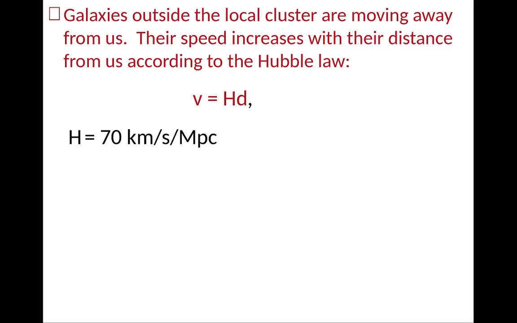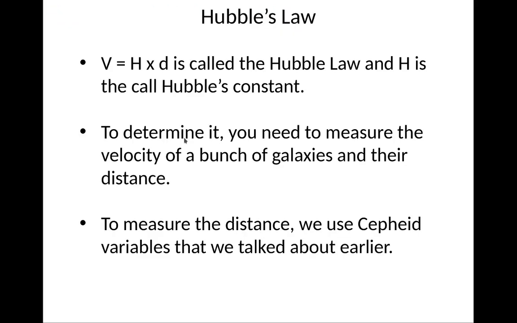So the velocity is equal to H, which is Hubble's constant, which we will take as 70 kilometers per second, 70 kilometers per second, right? Still a really, really good number. Times D, where D is the distance in megaparsecs. So v equals H times D is called Hubble's law, and H is called Hubble's constant.